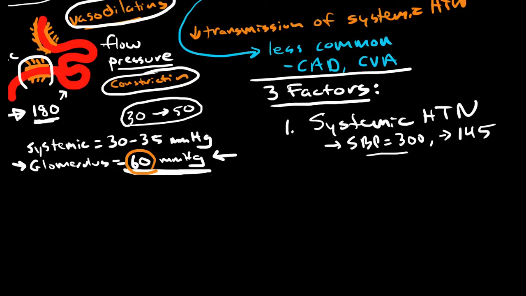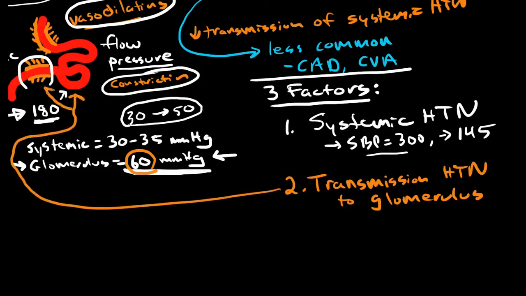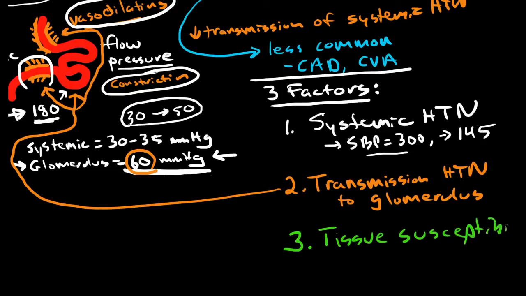The second factor is the transmission of systemic hypertension to the glomerulus. And this really is a variable that relates to our body's ability to maintain a steady pressure in the glomerulus by appropriately dilating and constricting the afferent and efferent arterioles. Now the third variable is the tissue susceptibility to damage.